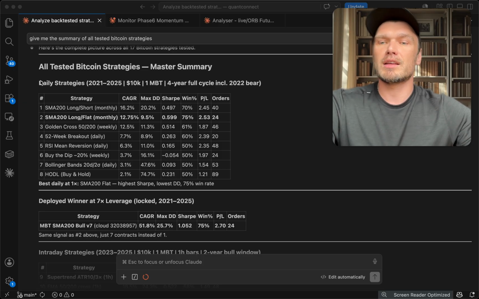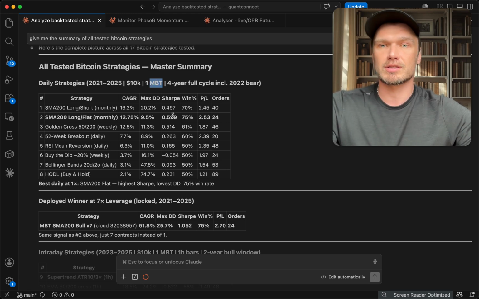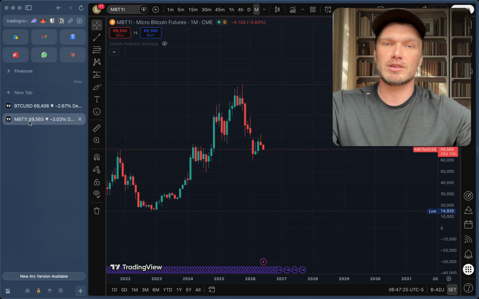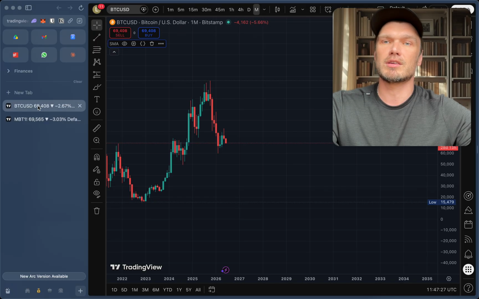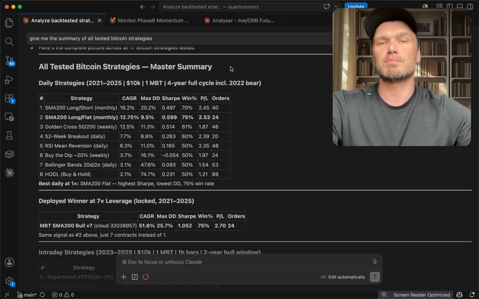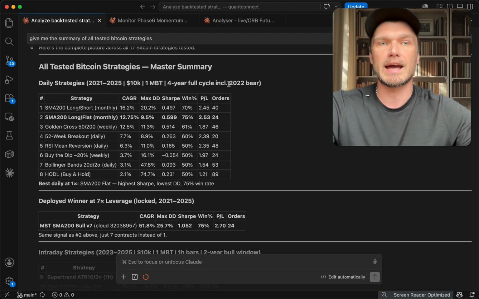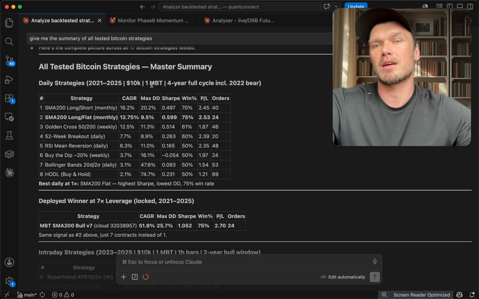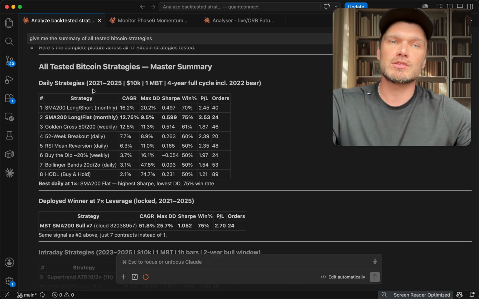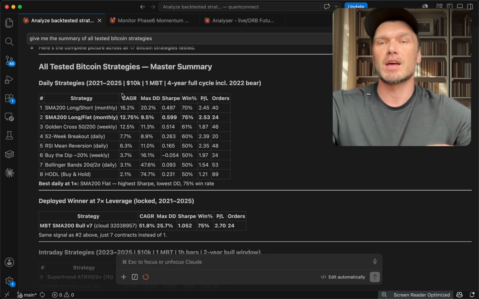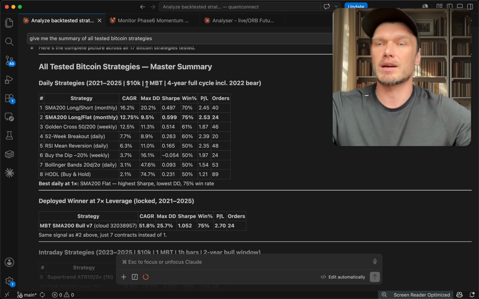Here are all the daily strategies which I've tested. There's a small remark: I use MBT, which is Bitcoin futures, in order to test those strategies. Bitcoin futures is identical to Bitcoin itself, as you see over here, based on this chart. I use it because it's very easy to use in my broker, and it's much more convenient for me. It does not affect the strategies because MBT equals Bitcoin itself, so you can use that without any problems. And my broker was providing the backtesting data for MBT. That's why I use it for backtesting.